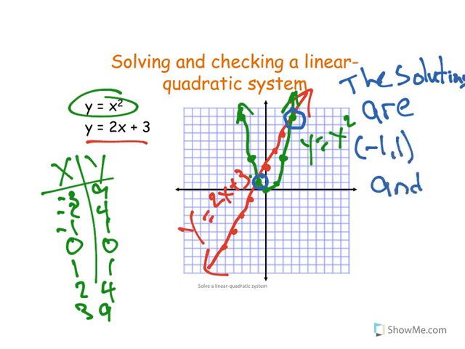And my second solution up here is going to be 3, 9. So those are the two solutions. Those are the 2 points that will check both equations.